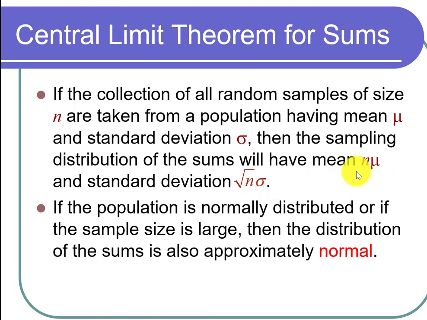Note that n times mu, if you take the mean and multiply by your sample size, that gives you a total. The standard deviation, root n times sigma, literally comes by taking sigma over root n, multiplying by n, doing a little algebra, and that's what you end up getting. And then the normality piece is the same as before. If the population is normally distributed, or if the sample size is large, larger than 30 in our case, then the distribution of the sums is also approximately normal. So that's the central limit theorem for sums.